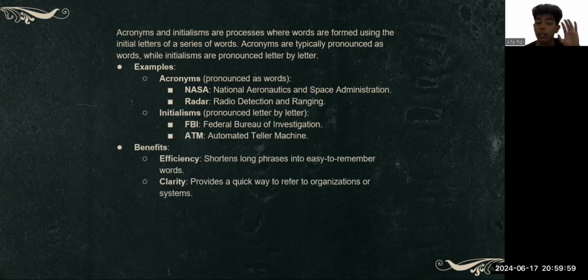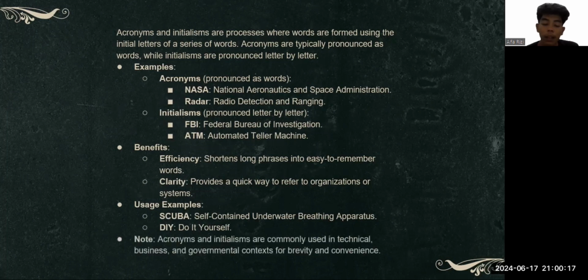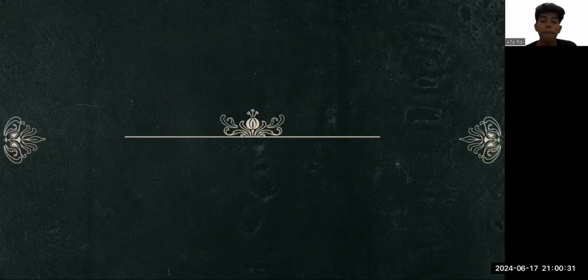The benefit is efficiency, shortening long phrases into easy-to-remember words. Clarity provides a quick way to refer to organizations or systems. Using examples: scuba, self-contained underwater breathing apparatus. DIY, do it yourself. Acronyms and initialisms are commonly used in technical, business, and governmental contexts for brevity and convenience.